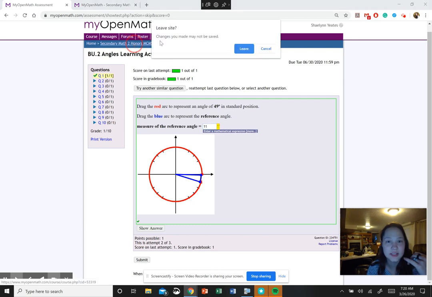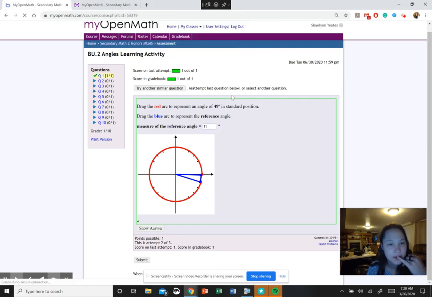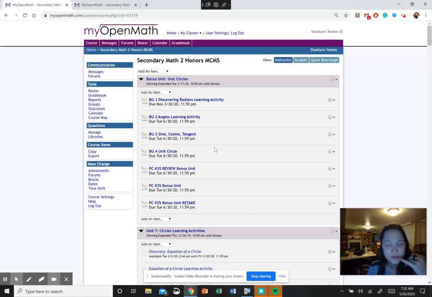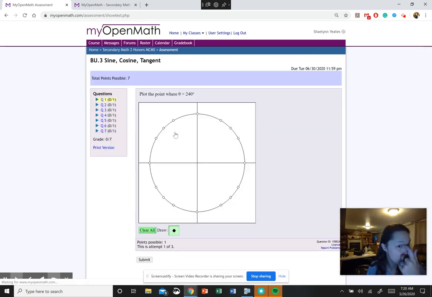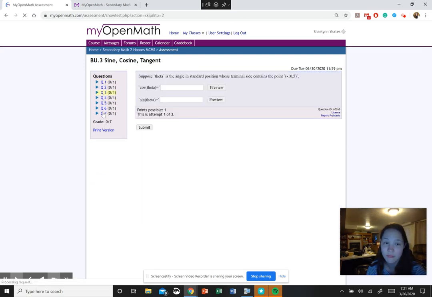I'm going to go look at yesterday's assignment. So yesterday's assignment was this one, sine, cosine, tangent. A lot of you seem to have questions on number 3, so let's take a look at it. It says, suppose that theta is an angle in standard position whose terminal side contains the point -10, 5. Oh, I helped someone with this yesterday.